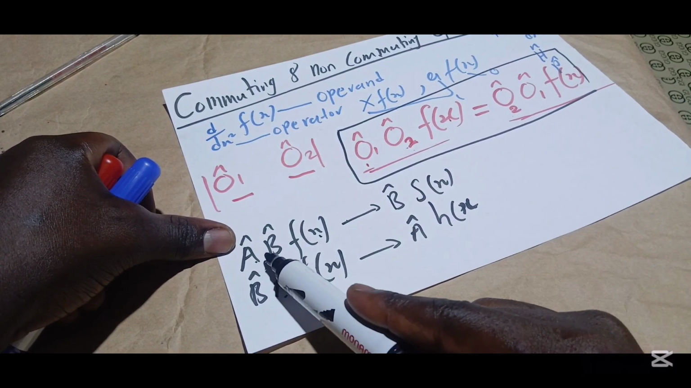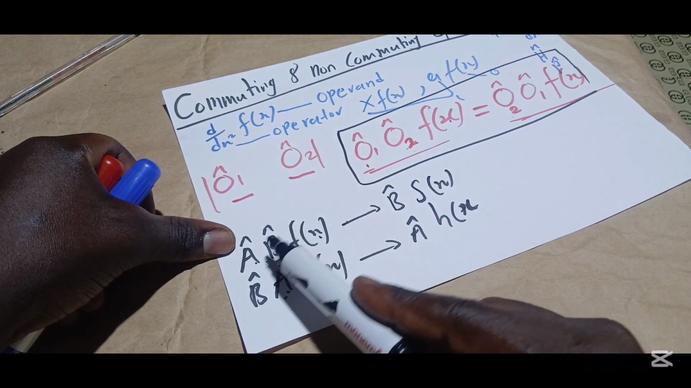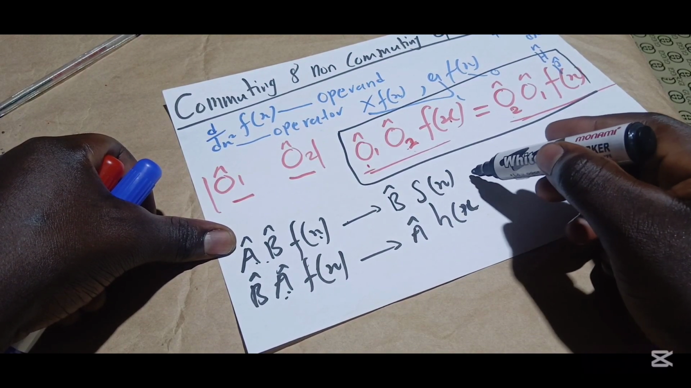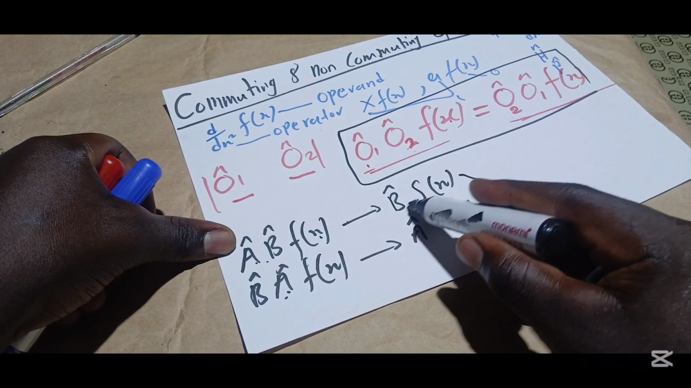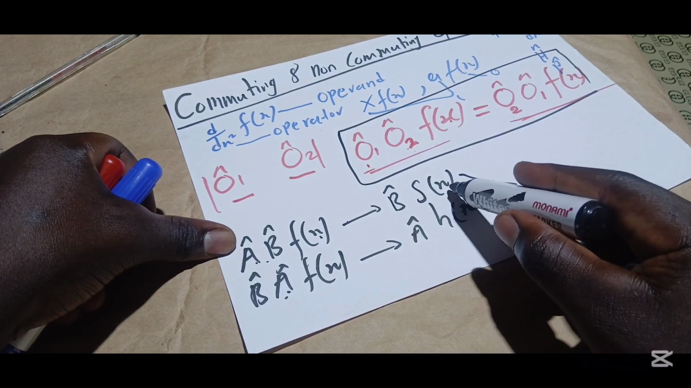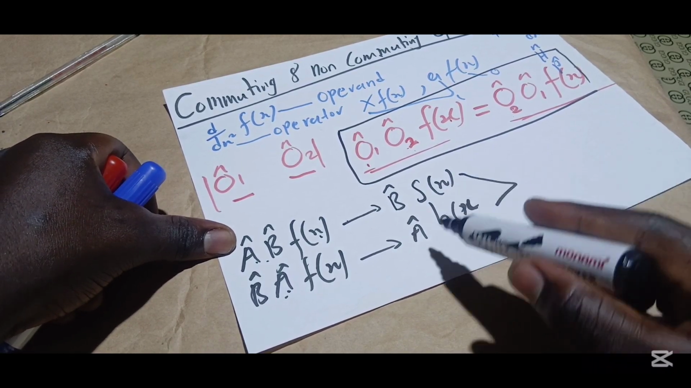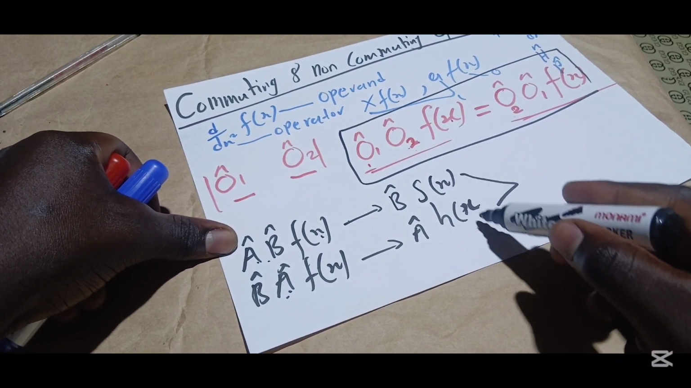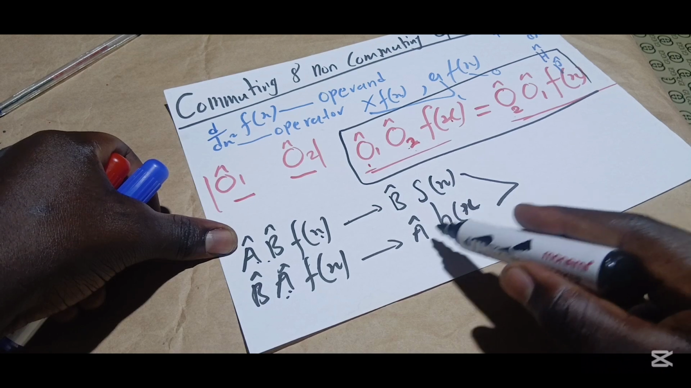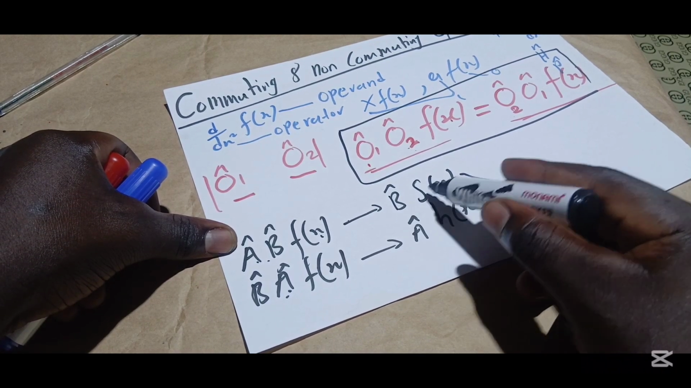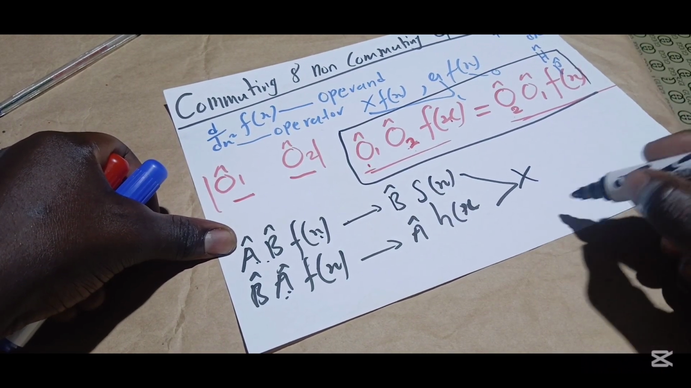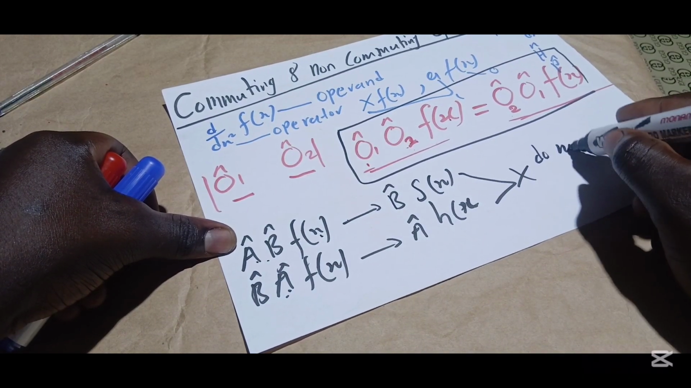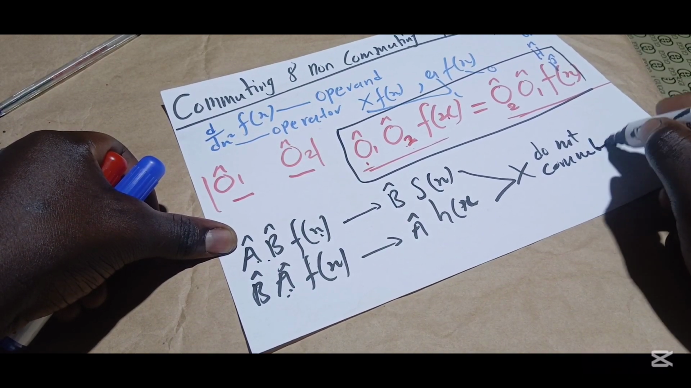So look at this. Here we operated B first followed by A. Here we operated A first followed by B. But the result is not the same. Here, the result is operator B operating on s of x, and the result here is operator A operating on h of x. A h of x and B s of x are not the same. So we can say these operators do not commute.